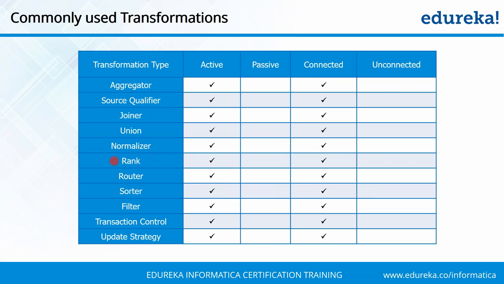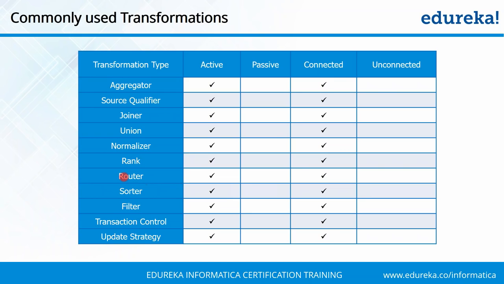After that is the rank transformation. Now using the rank transformation, we can extract a certain range of values from either the top of the table or from the bottom of the table. Now this range can be set by you. Let's say you wish to extract the top most sold products, top 10, top 50 most sold products. You can do that by using the rank transformation.